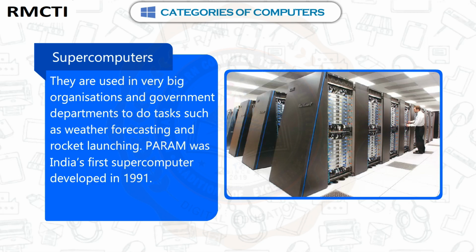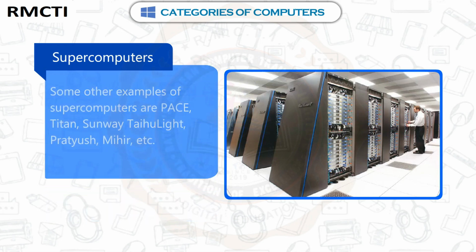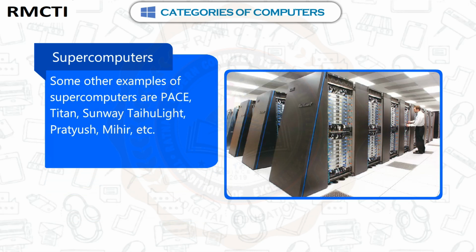Param was India's first supercomputer, developed in 1991. Some other examples of supercomputers are PACE, Titan, Sunway Taihu Light, Pratyush, Mihir, etc.